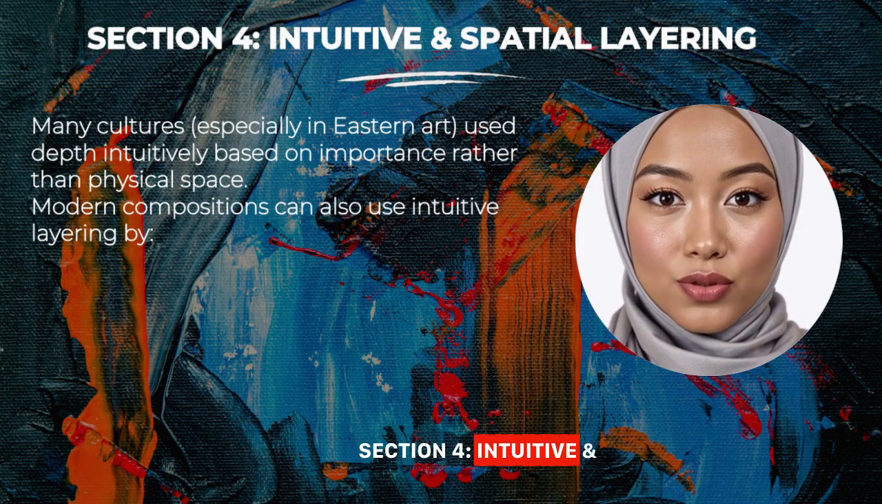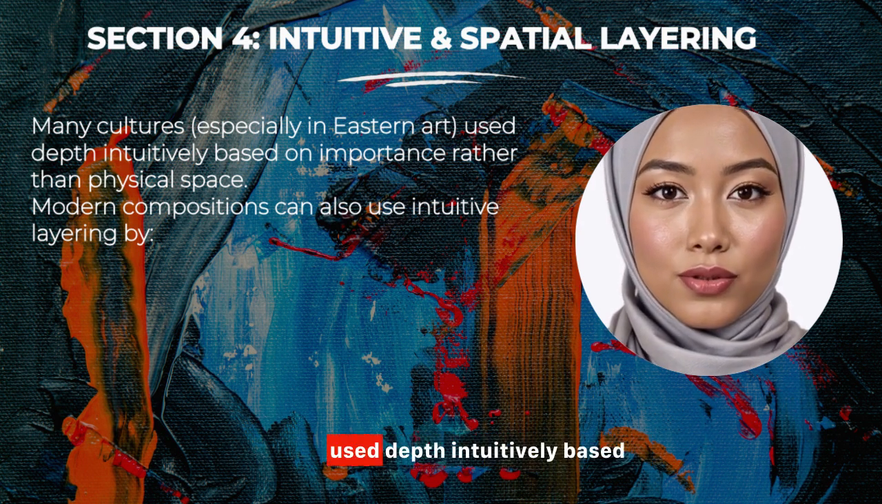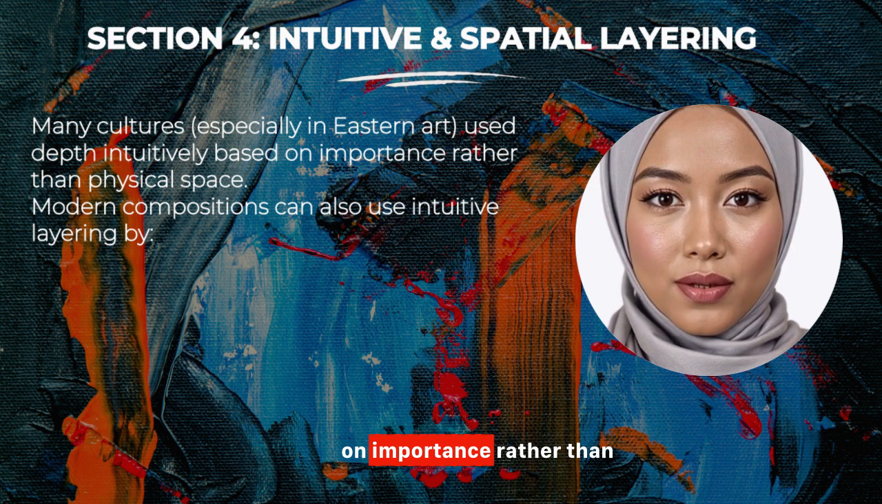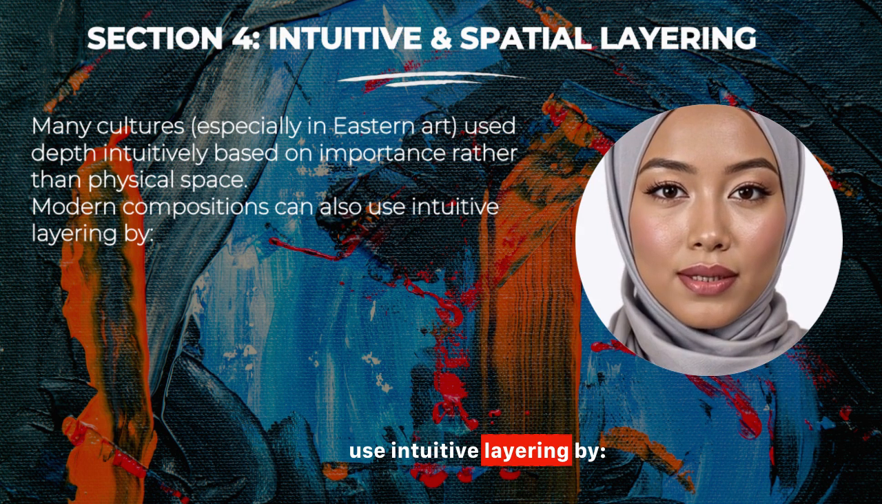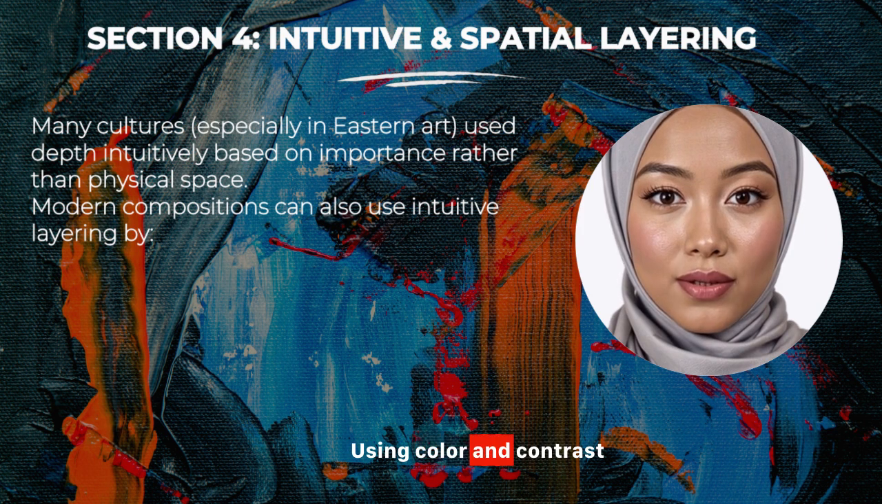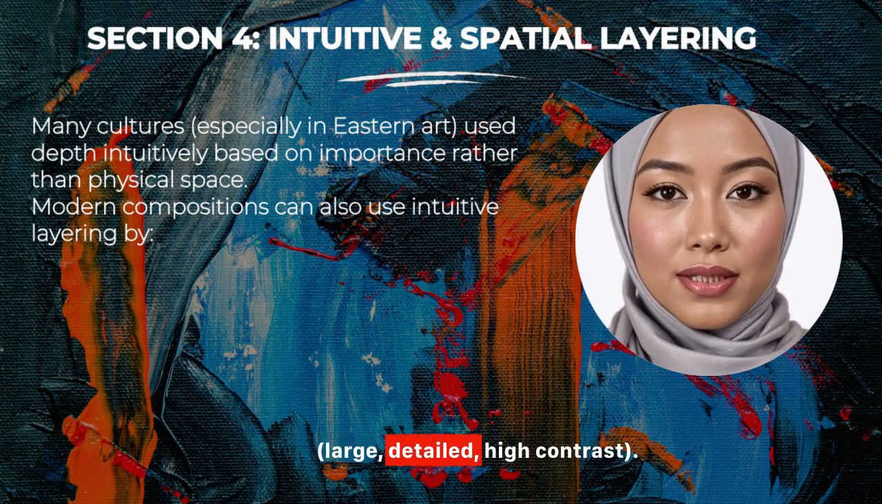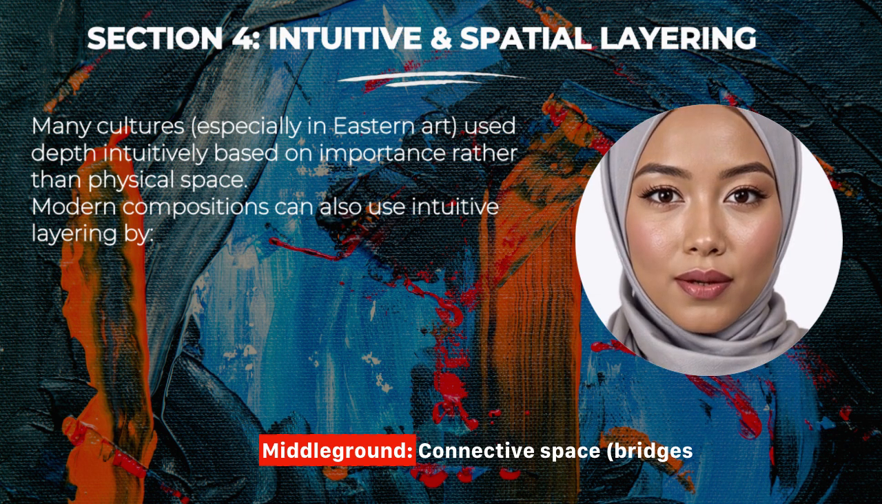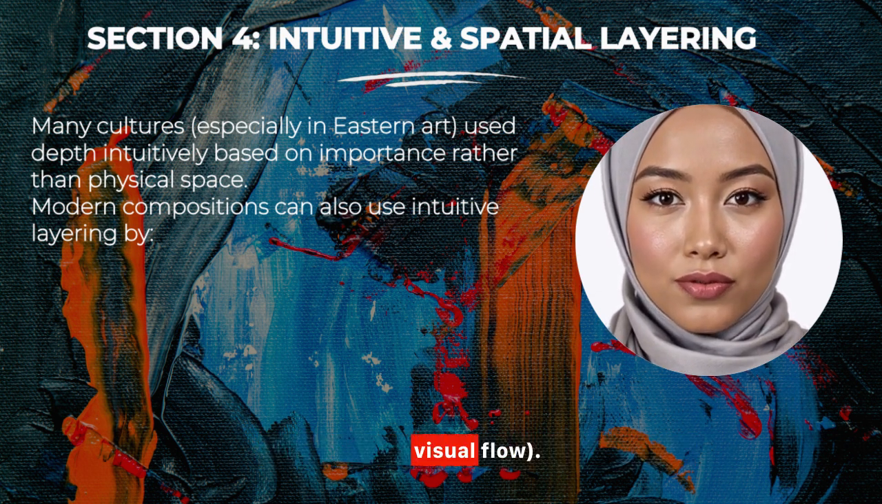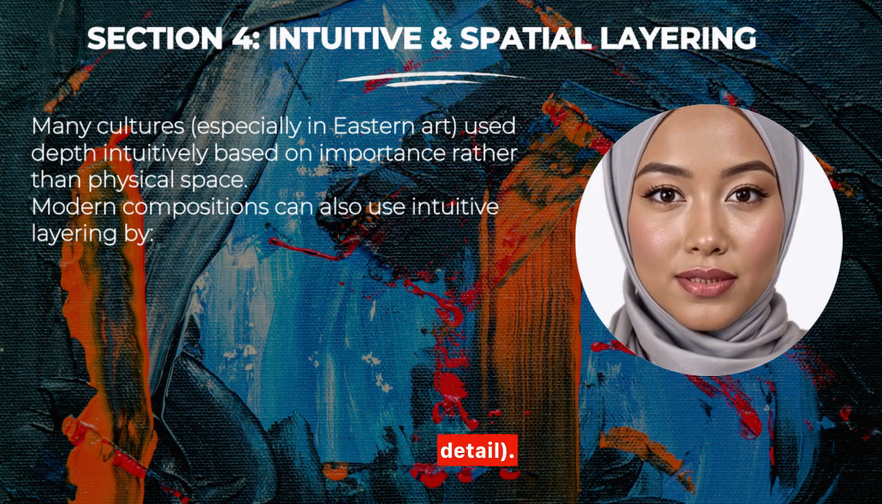Section 4. Intuitive and spatial layering. Many cultures, especially in Eastern art, use depth intuitively based on importance rather than physical space. Modern compositions can also use intuitive layering by overlapping elements with symbolic importance, using color and contrast more than vanishing points. Layering involves dividing space into foreground, closest elements, large, detailed, high contrast; middle ground, connective space, bridges, visual flow; background, distant environment or setting, soft, muted, minimal detail.